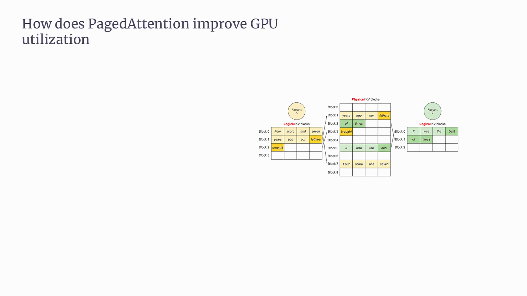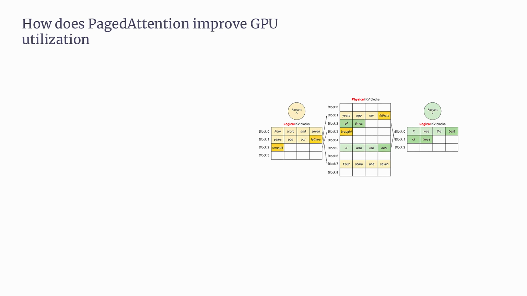Now let's look at how PagedAttention enhances GPU utilization, which is a key factor in making large language models faster and more efficient during inference. PagedAttention improves GPU utilization through its innovative memory management techniques, helping to make the best use of available memory resources. Here are the main ways it does this.